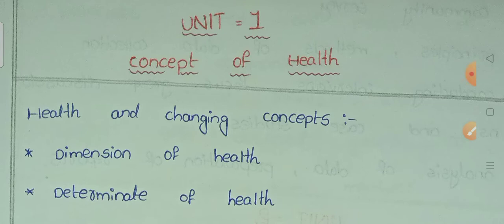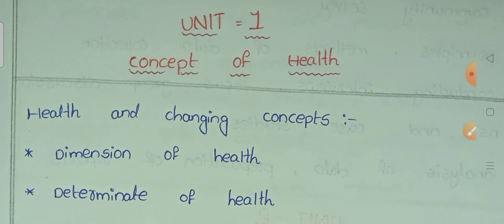Today I am going to discuss the syllabus of community health nursing for the MPHW first year students. I have already discussed it in the Telugu version, so now I am going to discuss it in the English version. By following this easy trick, you can remember the total syllabus of community health nursing.